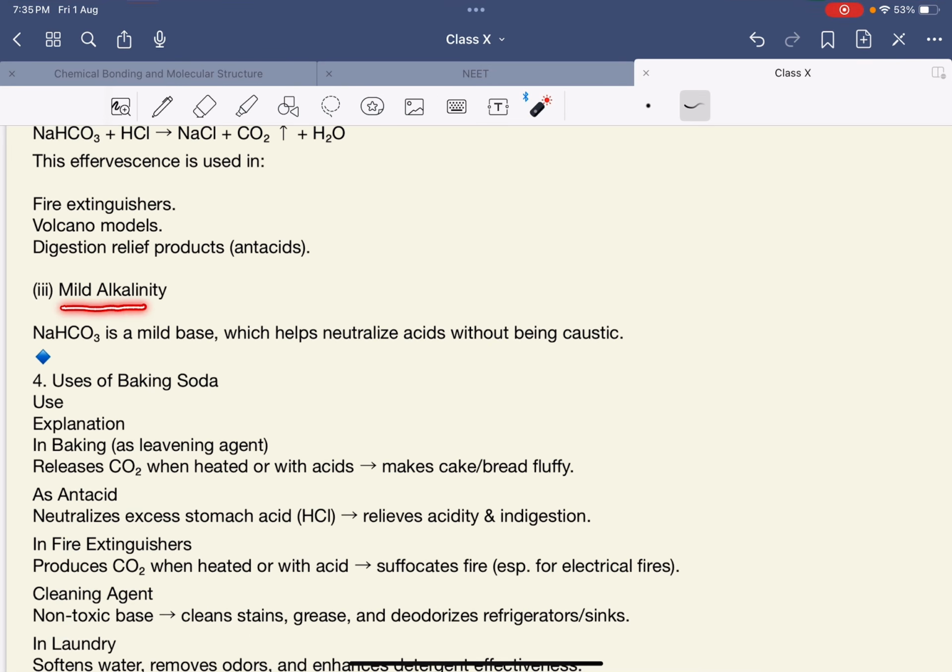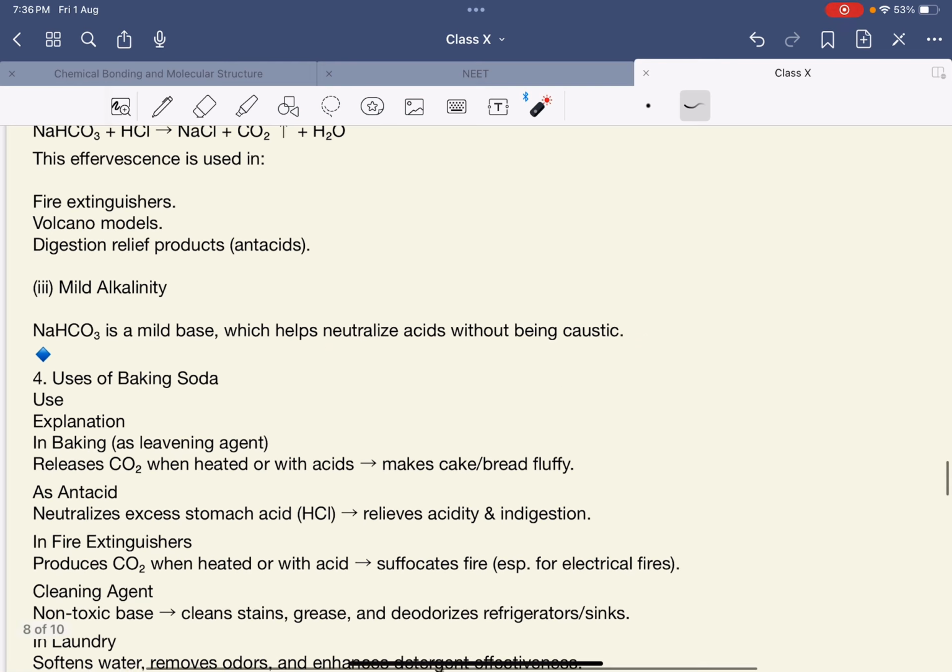Then this is mild alkaline in nature. Sodium hydrogen carbonate is a mild base which helps neutralize acid without being caustic. It is not caustic soda but neutralizes acidity. Mild base, pH is 9, but caustic soda pH is nearly between 13 and 14.